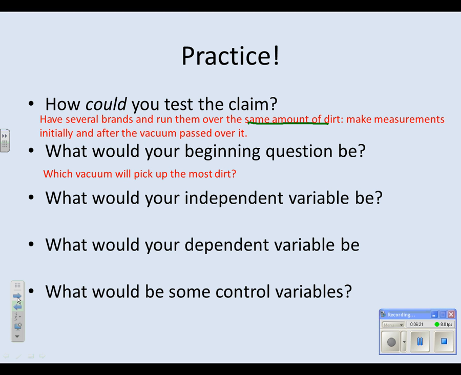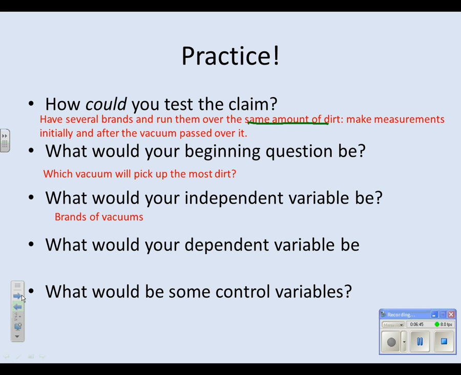Something along those lines. Now, your independent variable. Remember, this is a variable that you are changing, or the scientists can change. You're going to change the brands of the vacuums. So the different styles, the different types of vacuums. You're not going to change the dirt. You're not going to change the amount of dirt, just the type of thing that's rolling over it that's going to be actually doing the dirt picking up.